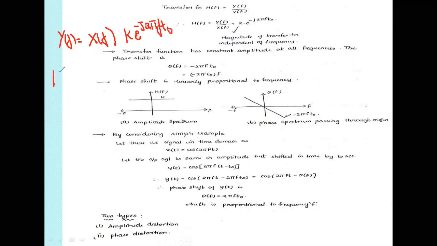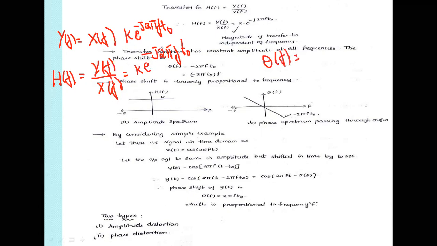Now the system function h of f is the transfer function, output by input in the frequency domain, y of f by x of f, which is equal to k into e power minus j 2 pi f into t naught. The phase shift, let us assume, is theta of f, e power minus j theta. Let us take this theta value. The theta of f is 2 pi f into t naught.